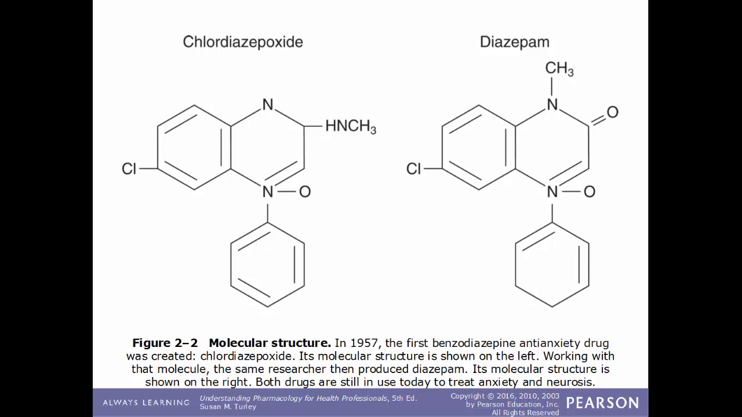In this example, we have the first benzodiazepine anti-anxiety drug that's created. That's here on the left. Now, starting from this currently existing drug, by manipulating the molecular structure, you're able to produce diazepam. And both of these drugs are currently in use to treat neurosis and anxiety. But diazepam was created starting with this as a precursor.